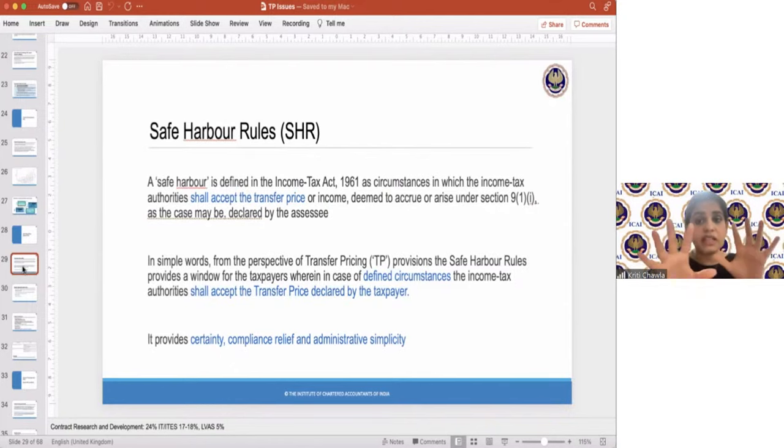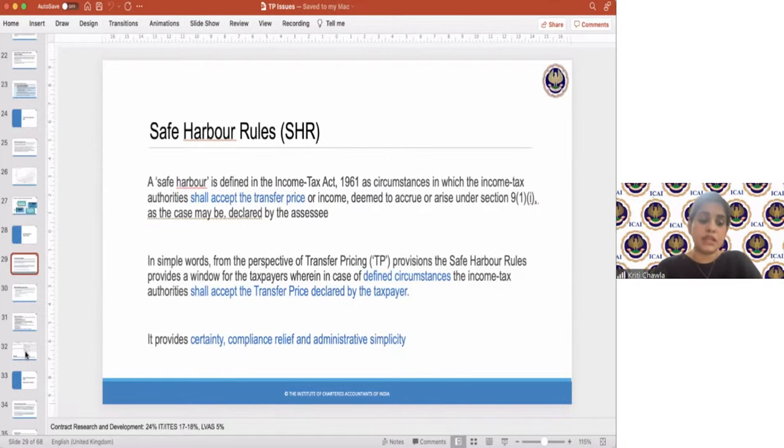If the transfer price is related to this particular level, then we will accept it. So what they basically tried to do is define it in the Income Tax Act that if this is the amount that you have, then it's going to be accepted by us and there will be no litigation.